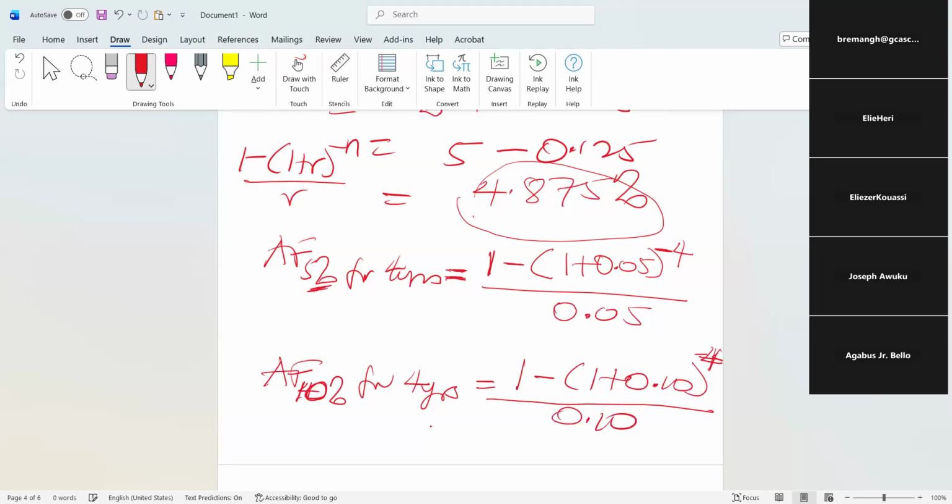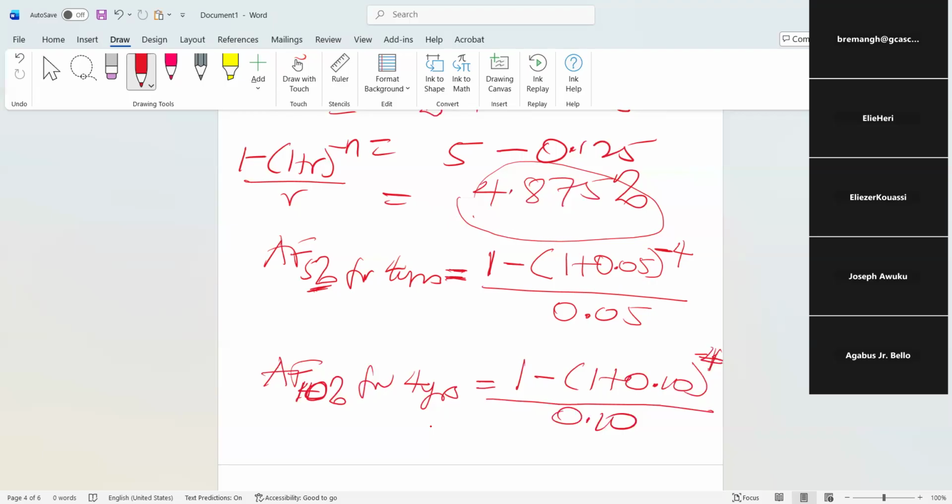So this is the formula that we are using to calculate annuity factor. The annuity factor of 5% for 4 years that we got there, this is how we could have calculated it: 1 minus (1 plus R) to the power -N, all over R. So you ask the question, where is the N? The N is the number of years. How many years? 4 years.